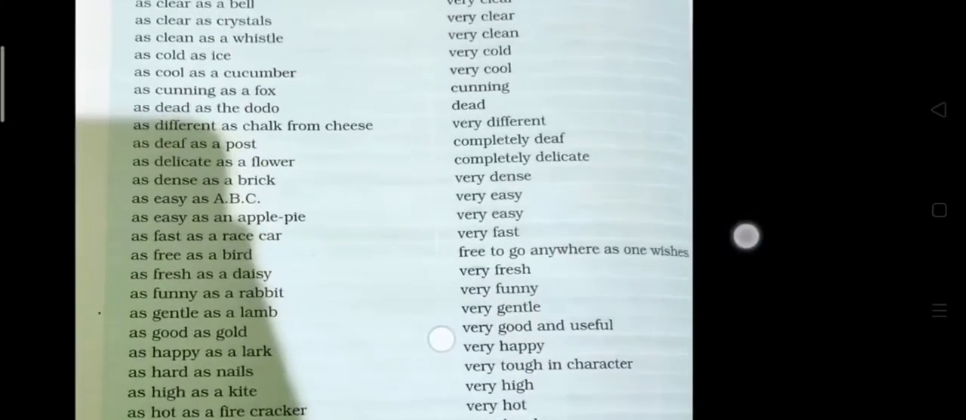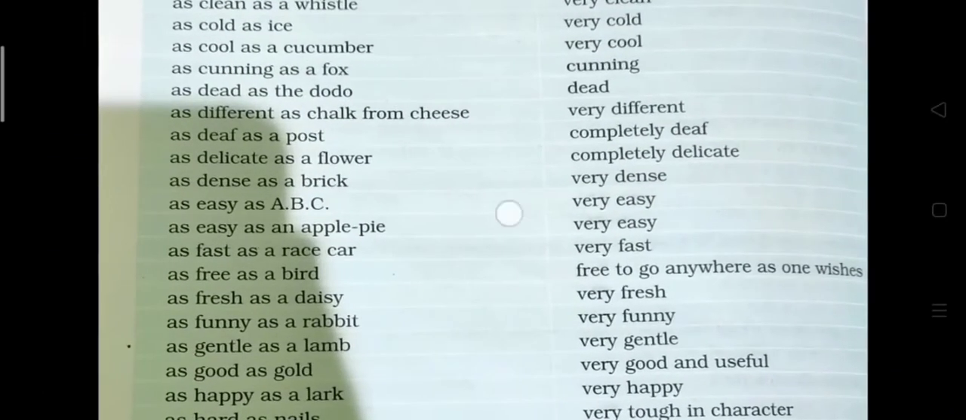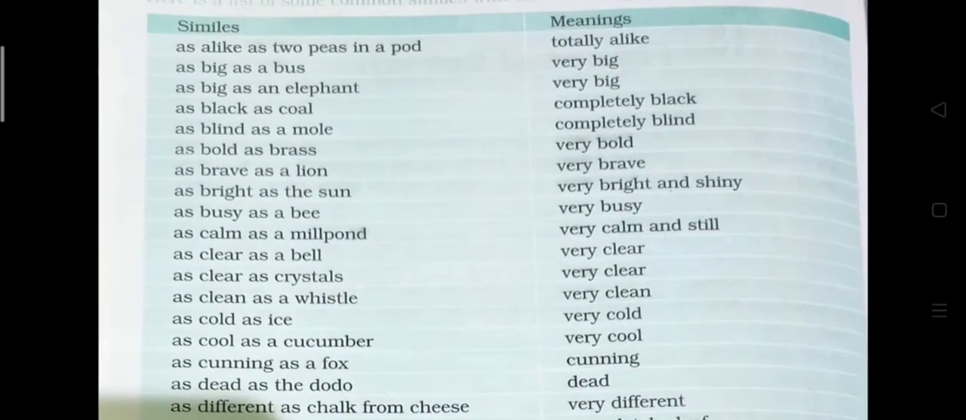So simile is very easy. There are two charts, two tables given in your book. These you have to read on your own. In our Google Meet, I am going to ask a question: what does as calm as a millpond mean? As calm as a millpond means very calm and still. So I am going to ask you like this. So you have to read them all.